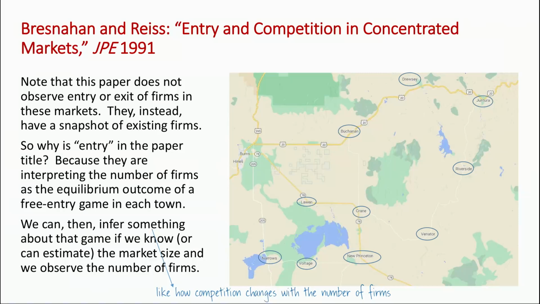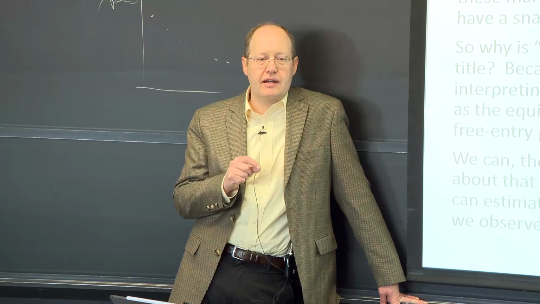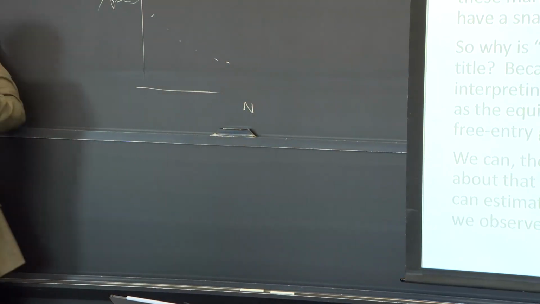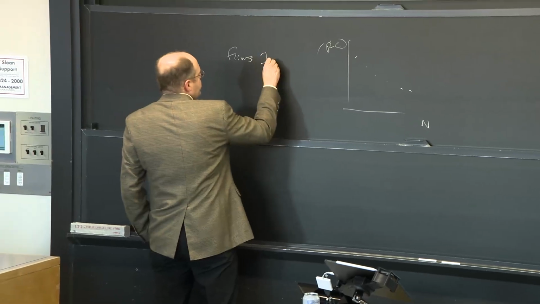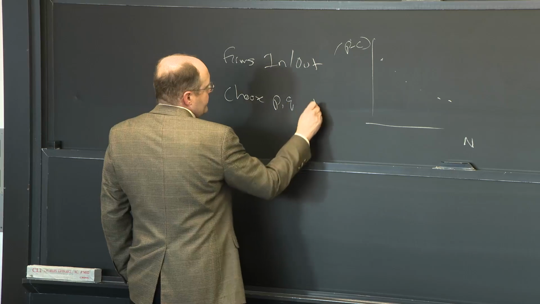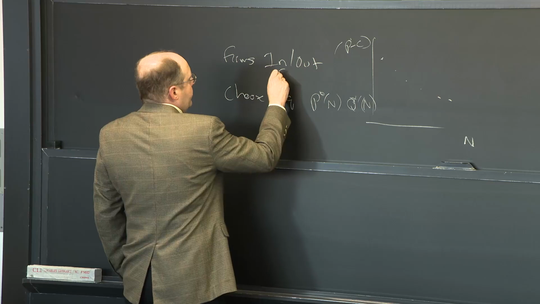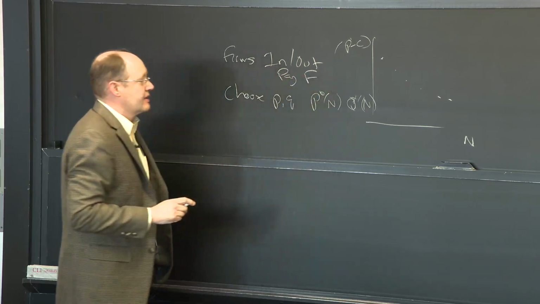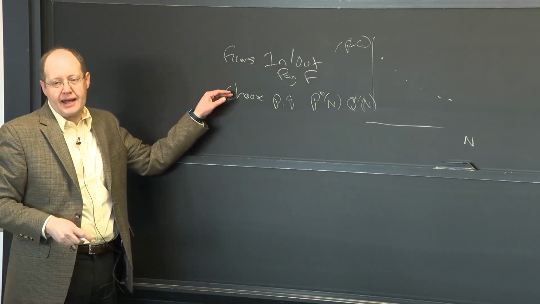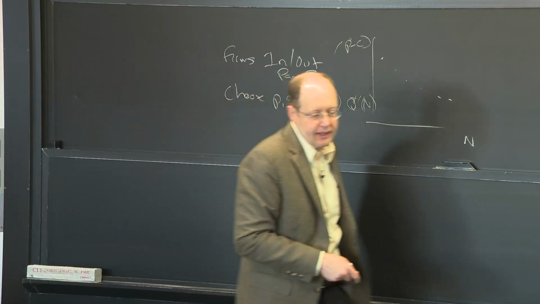The paper uses a single cross section. They don't observe firms entering or exiting, but what they infer is that sometime prior to the point at which they're collecting the data, firms played a classic game: firms choose in or out, and then firms choose prices or quantities, so you get P star of N, Q star of N. They pay the fixed costs. They assume that this game has been played at some point in the past, and so what we observe in each market is the equilibrium number of firms in that market.